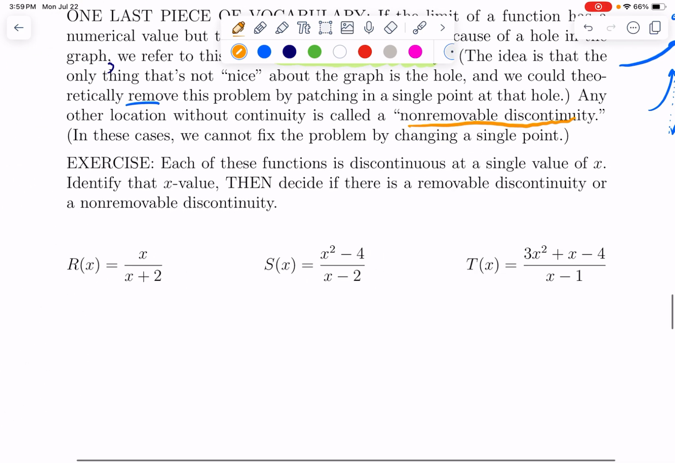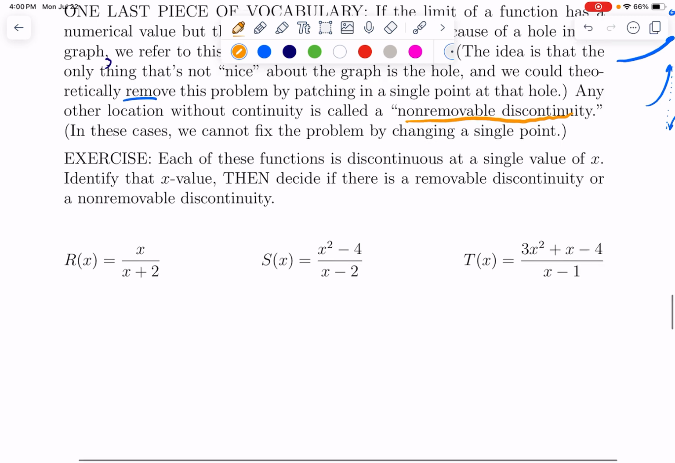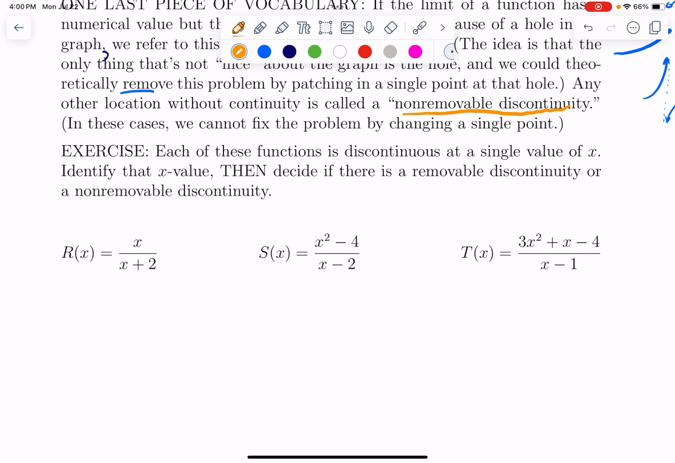So here's a little exercise. For each of these, first of all, just figure out where this function is discontinuous. I will tell you in each case there is a single value where it's discontinuous. If it's not obvious how to find that, go over the notes previous in this section. Then once you have that discontinuity in mind, figure out if it's removable or non-removable. So hit pause and do your best to try this.